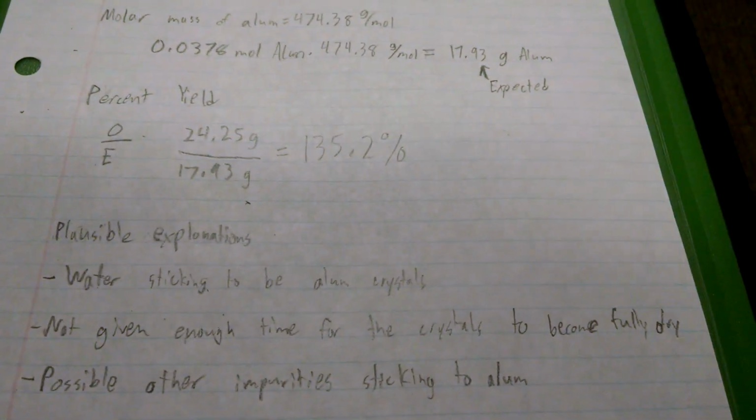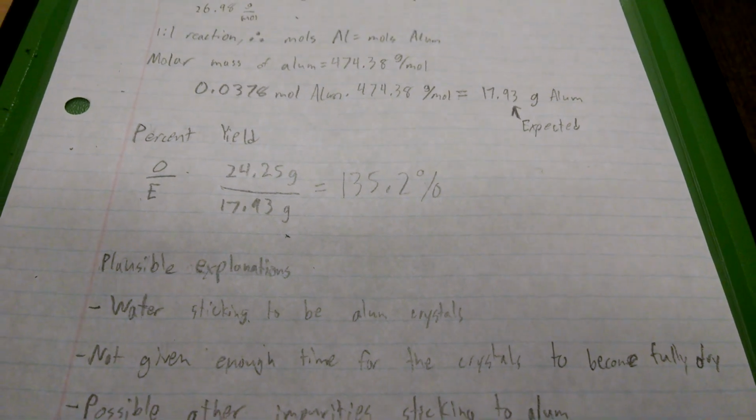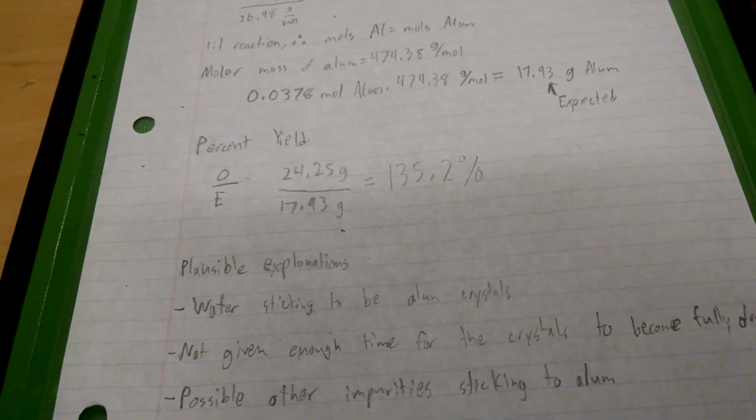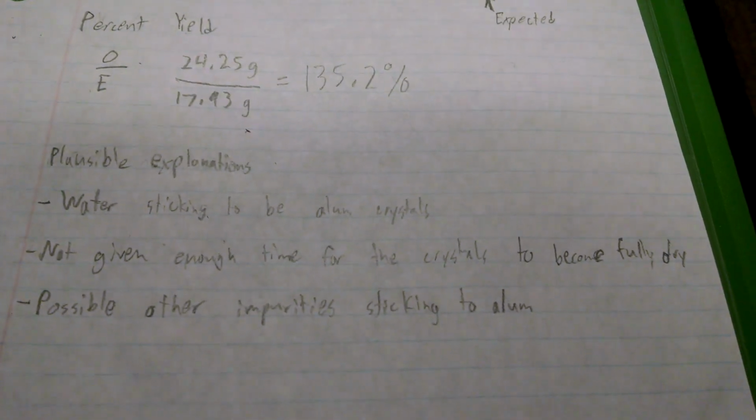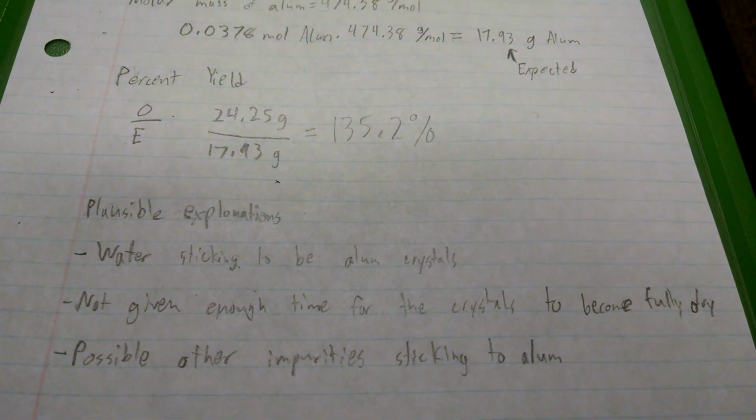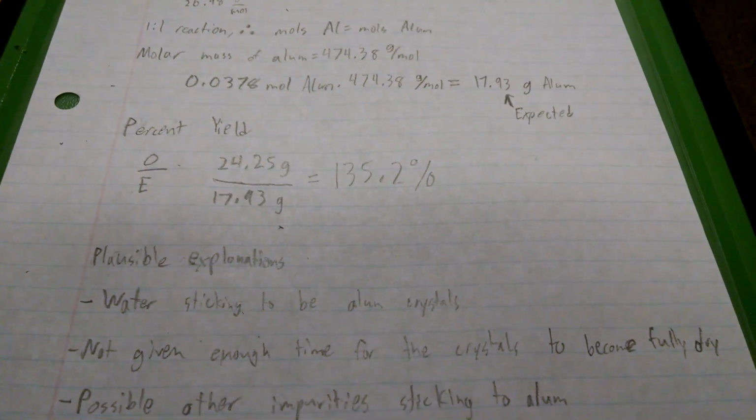Another possible explanation is that there are some other impurities that weren't fully taken off with the wash, and that would also increase our percent yield, as there would be other substances on top of it. However, these crystals look fairly pure, so I don't think that there were very many impurities, if any. There likely were, but that's alright.